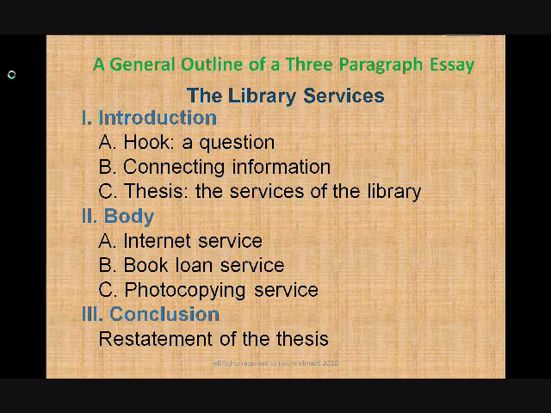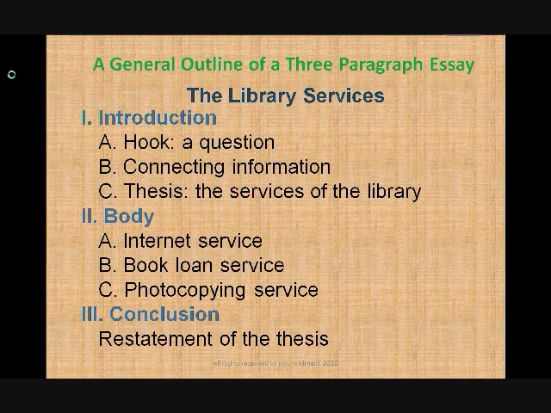A general outline of a 3-paragraph essay. I'll write an essay that consists of 3 paragraphs: an introduction, 1 body paragraph, and a conclusion. The title would be The Library Services, or it could be any title you can think of which is related to the content of the essay. In the introduction, this is the outline. This is the framework in which you are going to develop your ideas, and it's a general outline because nothing there is very clear. You feel that everything is general.